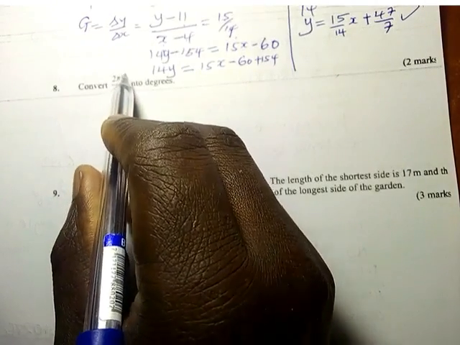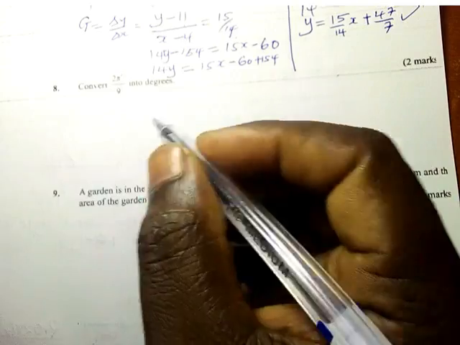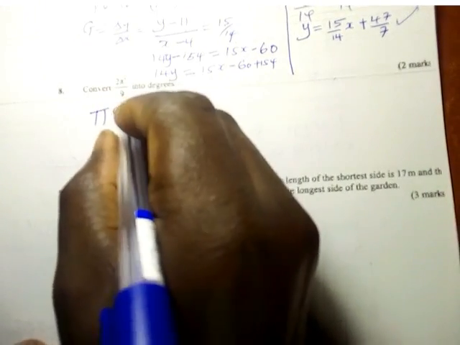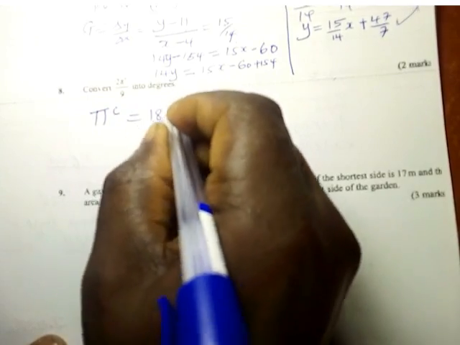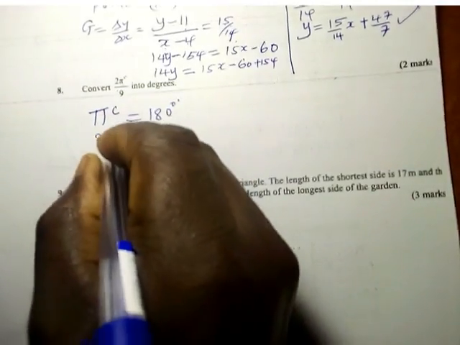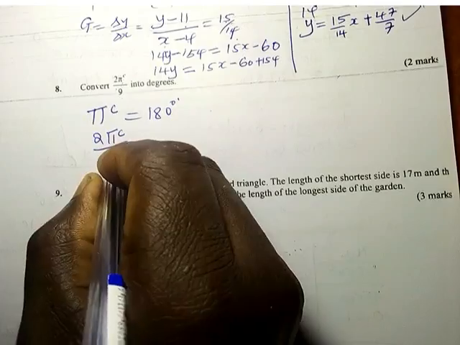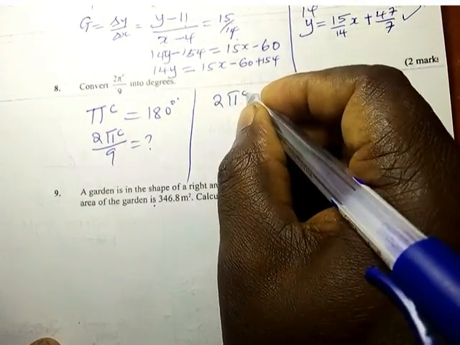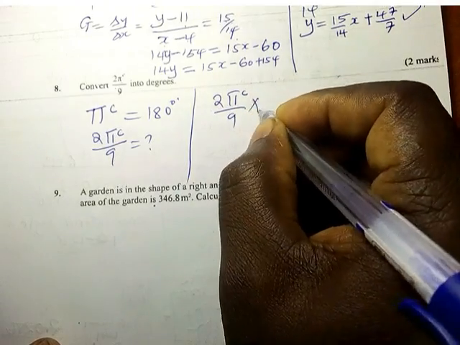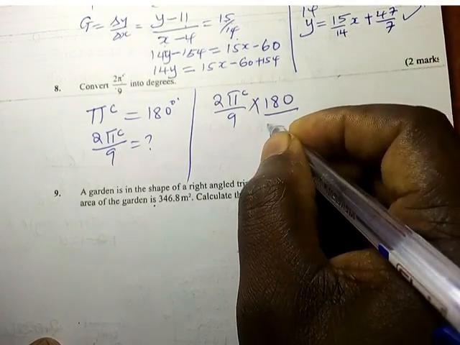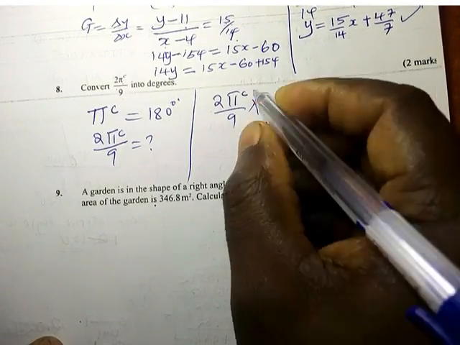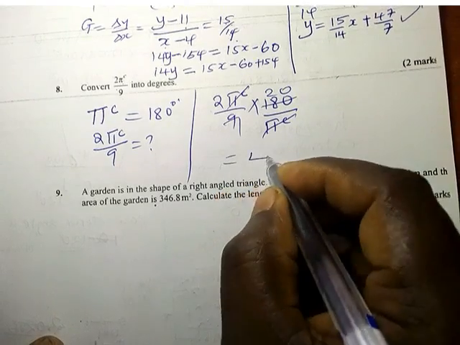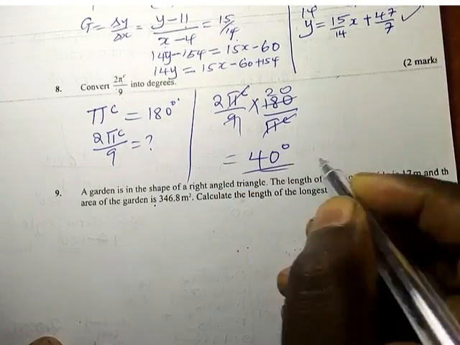2 radian over 9 into degrees, but we know that pi c, that is the radian, equals 180 degrees. So we will ask, 2 pi c over 9 will be what? It is 2 pi degrees over 9 times 180 divided by pi c, this and that. This here once, here 2 0. So that one will be 40 degrees.